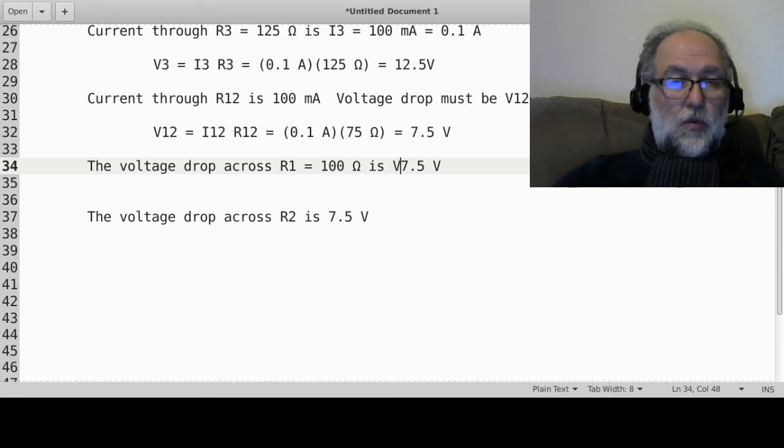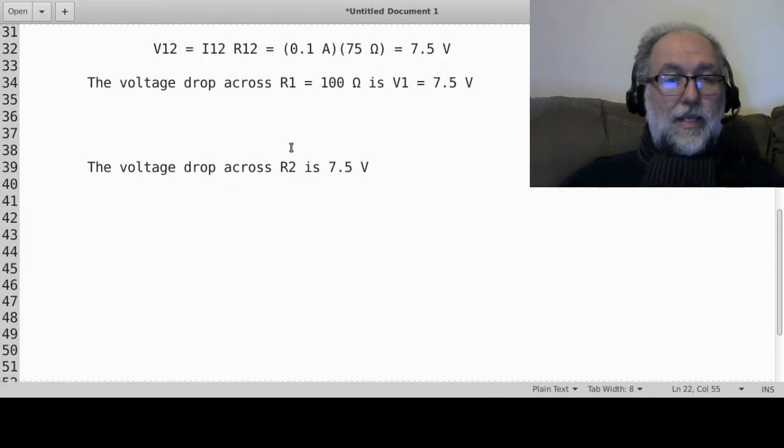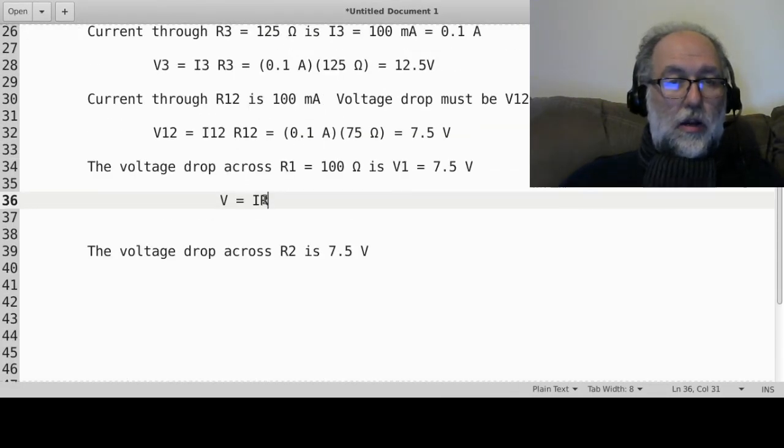And the voltage across R1, V1, is equal to 7.5. Okay, and so this time we can use V equals IR again. We can use V equals IR, but this time we know different things. We know R and we know V, and it's I that we want to calculate. So just rearrange this, divide both sides by R, and we'll get this.